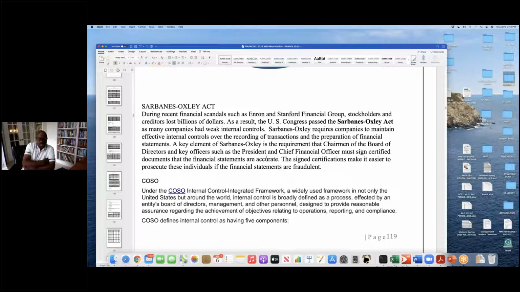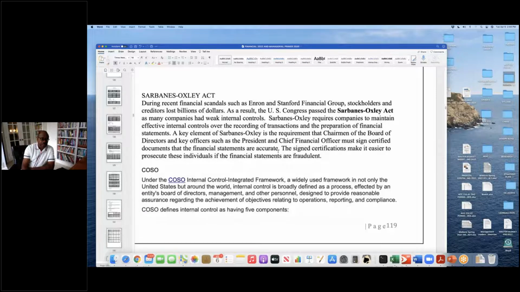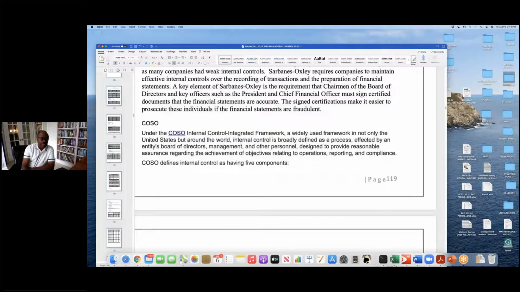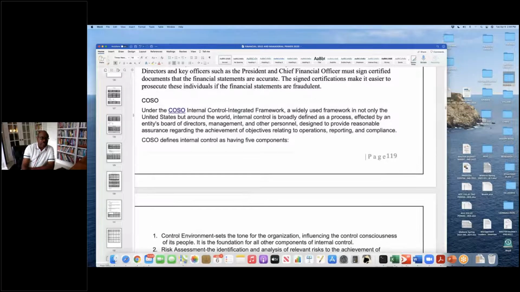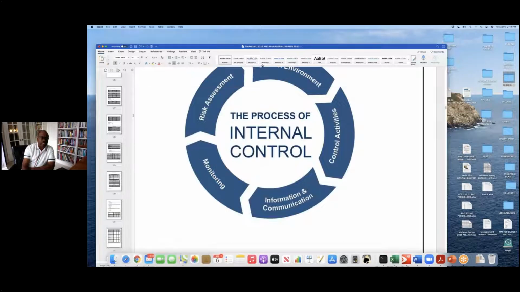Presidents were saying, well, we didn't know what was going on. Well, if you're president, you're supposed to know. And so Sarbanes-Oxley comes in. If you got a large company, it puts out some financial statements, then these people certify that they're correct. And COSO really relates to this.